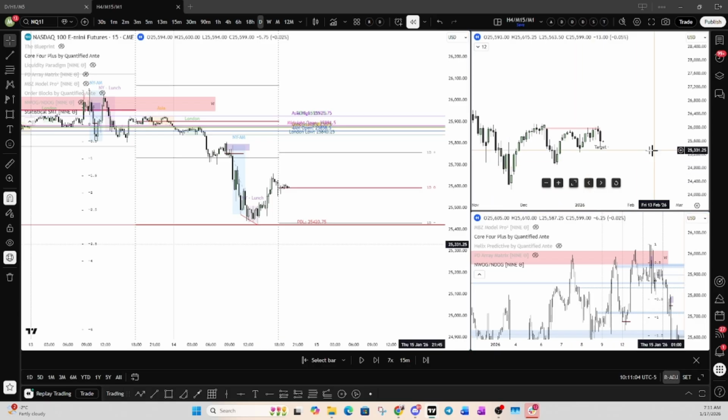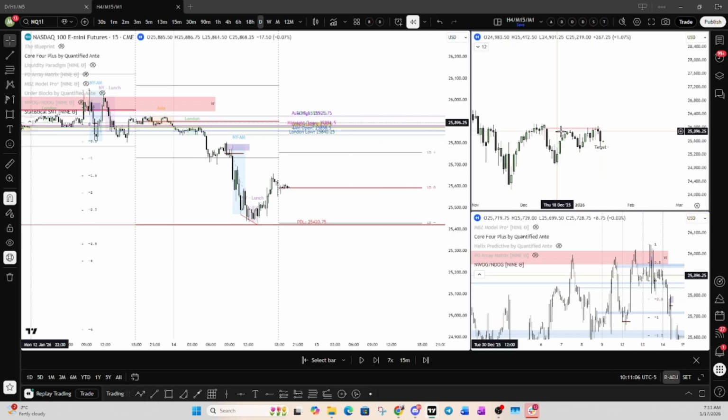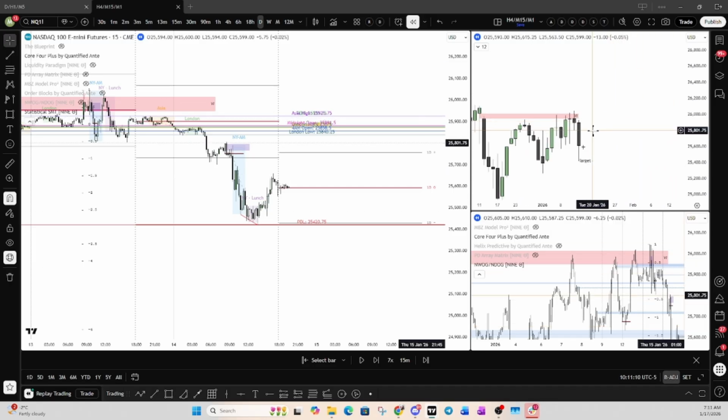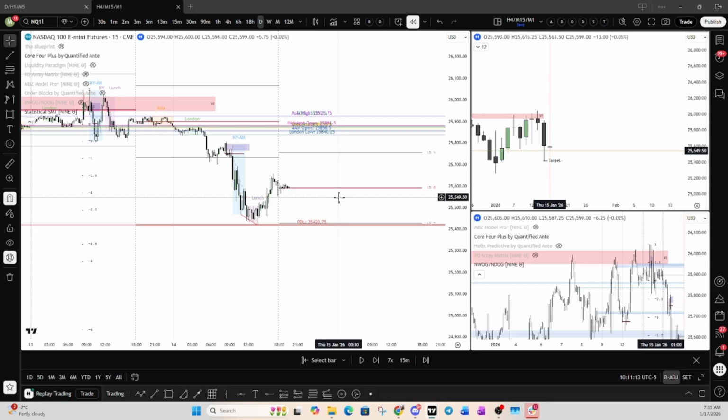So just by following the daily candle and creating those targets for yourself, you can sort of anticipate where price is going next. So that's kind of like the main lesson for me from this past week has been really just kind of following.